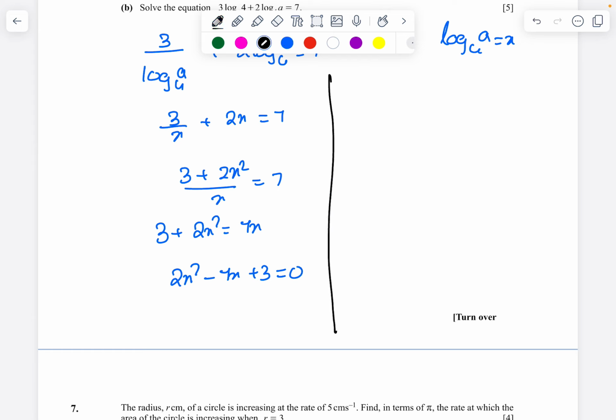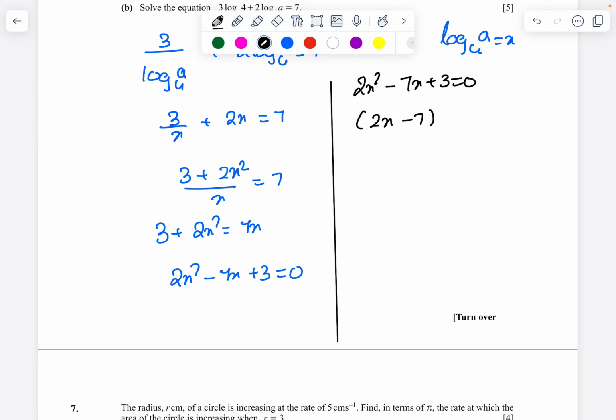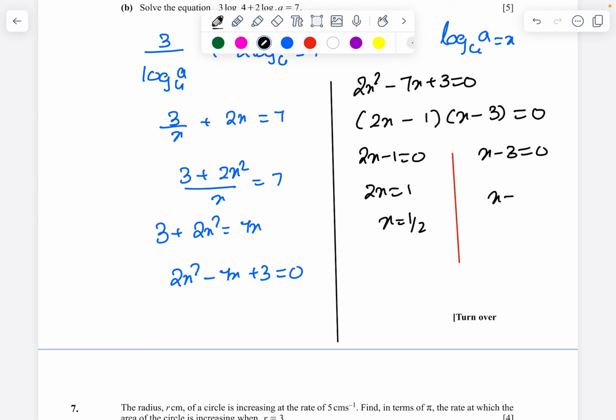Now what am I going to do? I am going to factorize this one. So 2x square minus 7x plus 3 equals 0. Factorize it out. It becomes (2x minus 1) times (x minus 3) equals 0. So 2x minus 1 equals 0, x minus 3 equals 0. So what does it become? 2x equals 1, x equals 1 by 2, x equals 3.